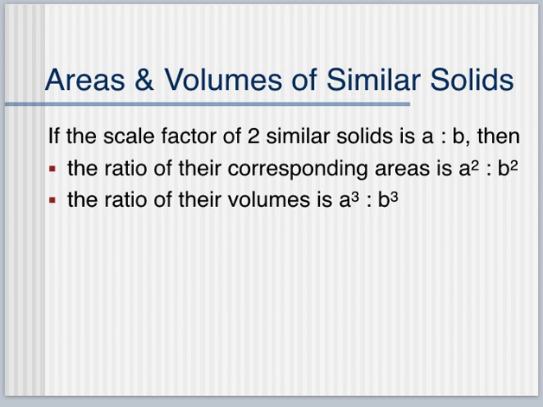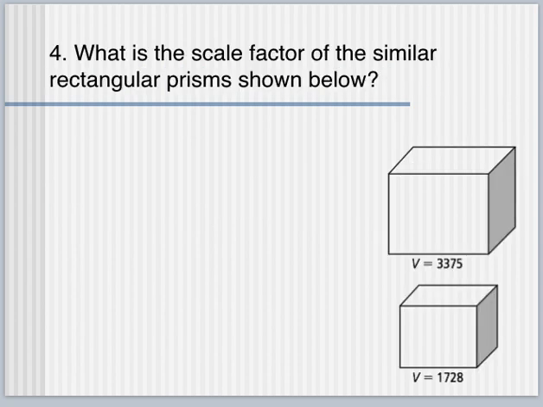Let's use those rules to work through the first problem together. What is the scale factor of the similar rectangular prisms shown below? They're not telling you the sides of the shape, but they are telling you the volumes of each similar figure. So you can make a volume ratio. Because it's a volume ratio, you know it's a cubed version of the scale factor. So you could say A cubed over B cubed equals the ratio of the volumes.